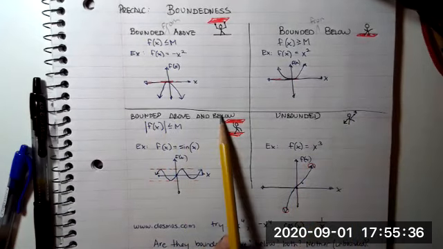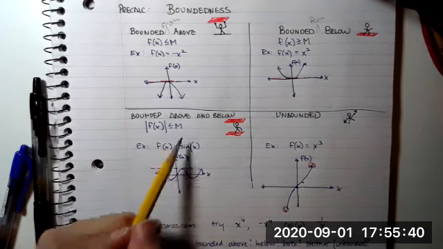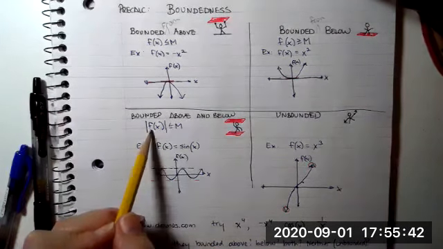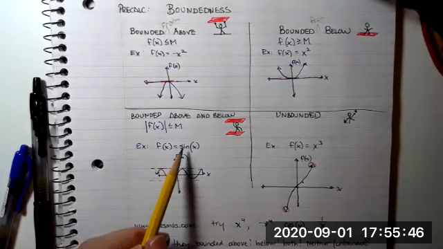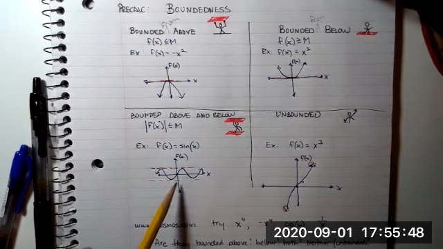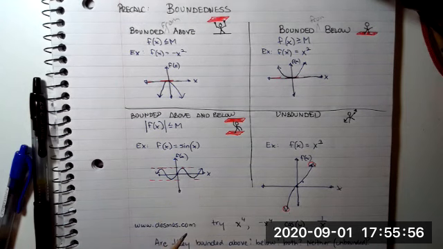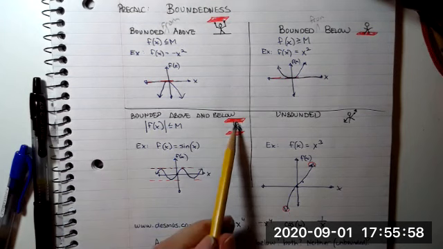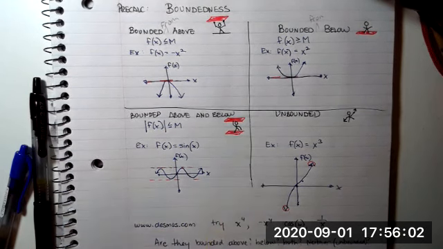Bounded above and below, as you might expect, would be both. There's some value m for which the absolute value of the function is less than or equal to m. So one example is sine of x, right? Because there's an upper bound of 1 and a lower bound of negative 1. So it's bounded from below and it's bounded from above. So you see informally, again, we think about that as there being a floor and a ceiling.